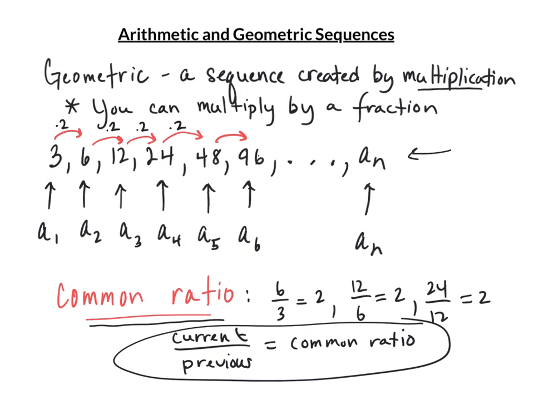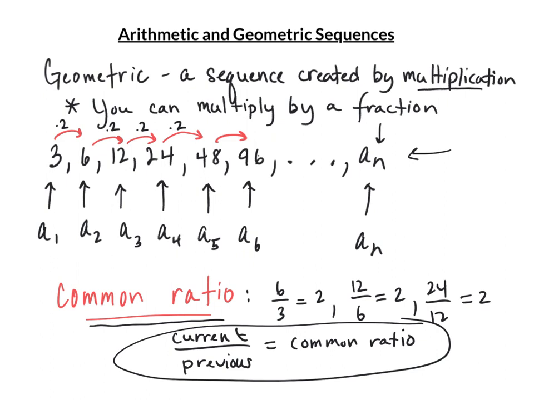In the same way we do with arithmetic sequences, we can number our terms: a sub 1, a sub 2, a sub 3. A sub 6 means that 96 is the 6th term in the sequence. And I could talk about any term in the sequence and call it a sub n, and that would be the nth position in the sequence.